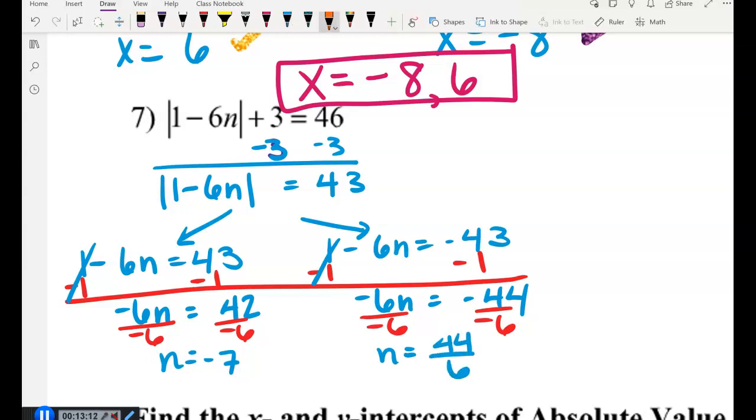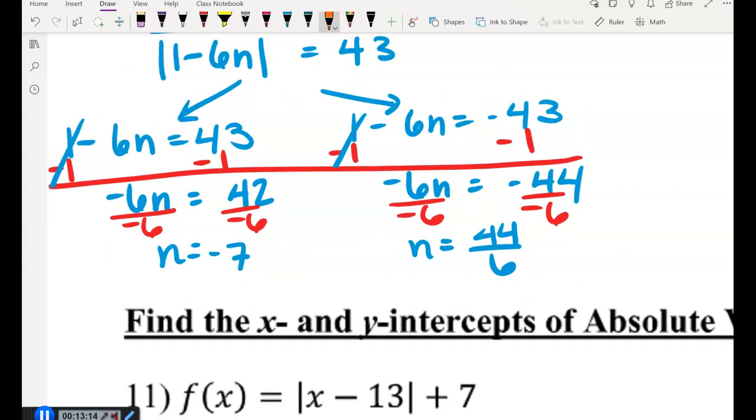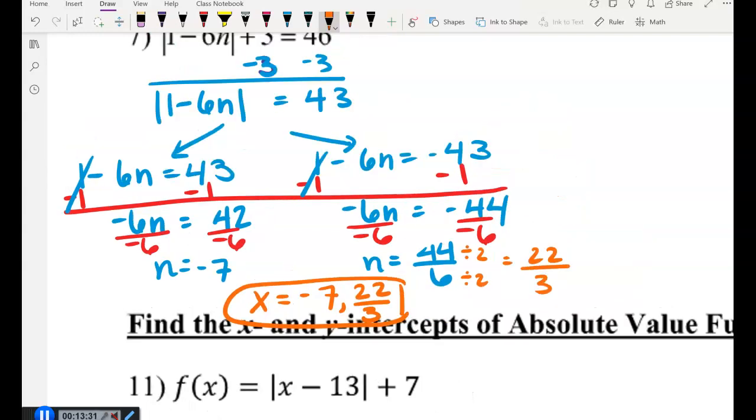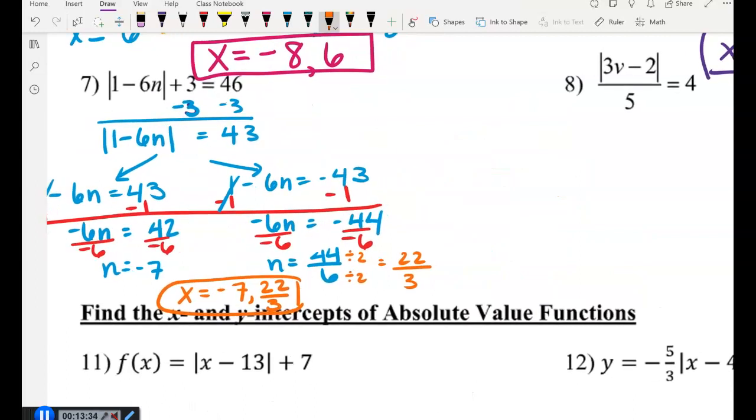No, they're both even, so we have to reduce. Divide top and bottom by what? 2, okay? So this is 22 over what? 3. So let's write it as x equals -7, comma, 22 over 3. Now, if you really like mixed numbers, could we technically have 7 and 1/3? That's right.